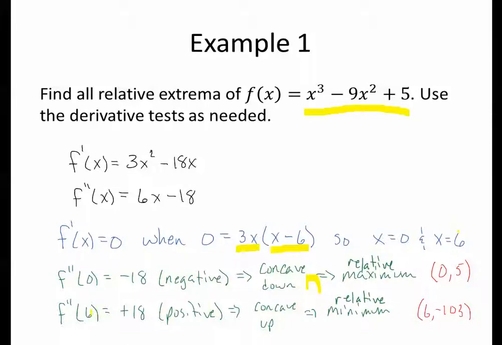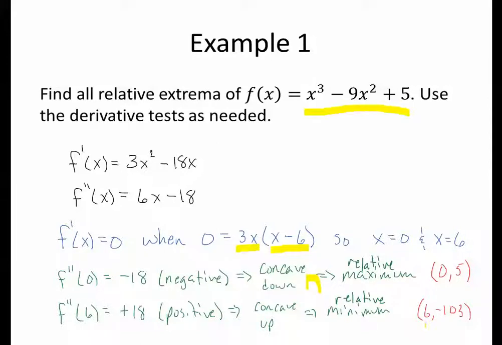If I put 6 in for x in my second derivative, 36 minus 18 gives me a positive 18. The 18, once again, does not matter. What we care about is that it is positive. This leads us to concave up, second derivative positive, which will give us a relative minimum when x is 6.